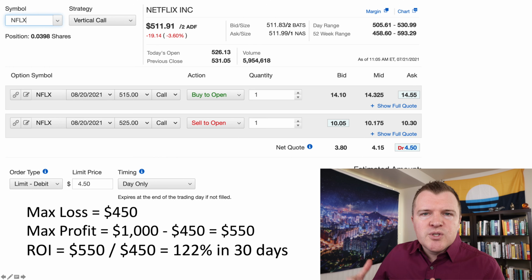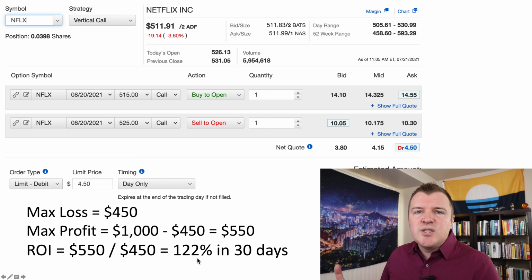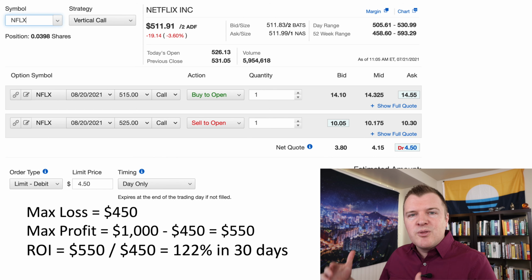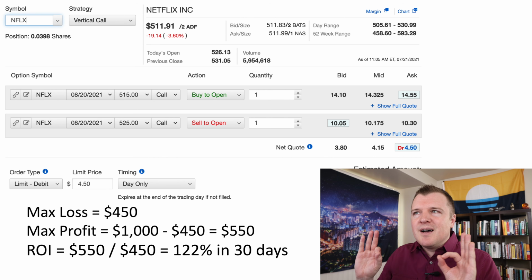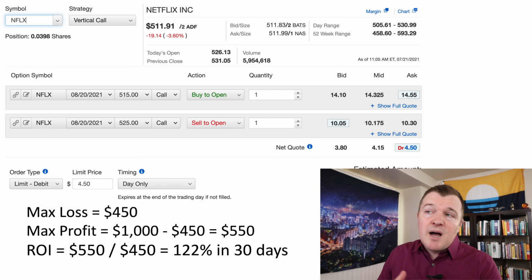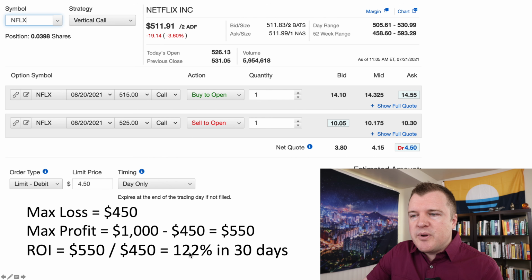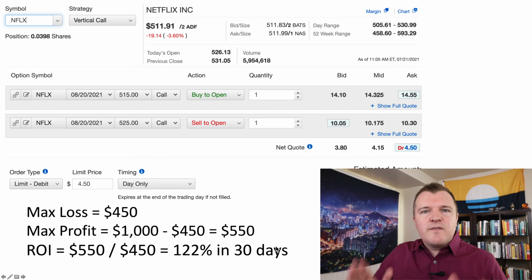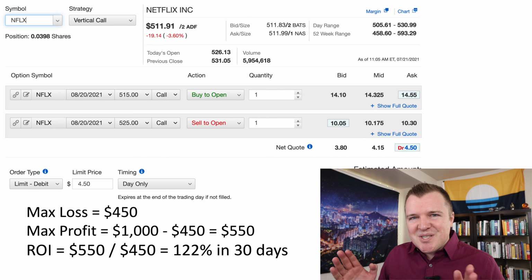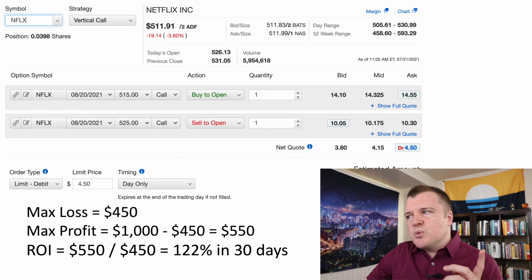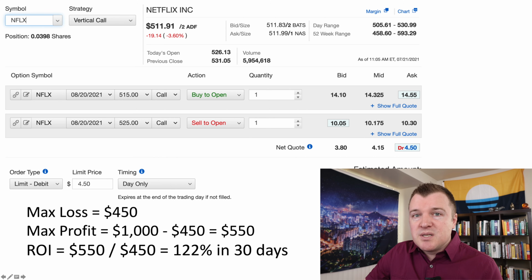$5,500. What's the return on your investment over 30 days? It's $550 divided by the collateral you're locking up, $450. You could potentially make 122% on your money on this trade in 30 days. This is why buying options and buying bull call spreads is so appealing to some people, because of these dramatic gains you can make on your money over a short period of time. However, you always have to factor in, what is your probability of success? What is the probability you could lose 100% of the money you're putting up as collateral?